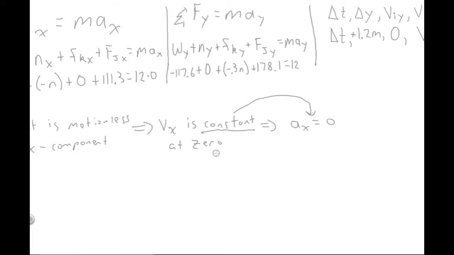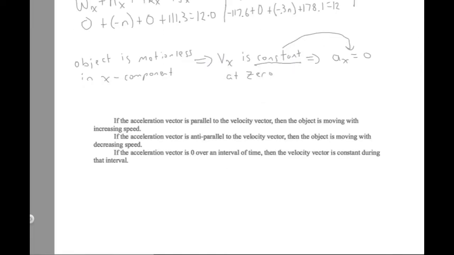If vx is 0, ax does not have to be 0. Just because velocity is 0 doesn't mean acceleration has to be 0. But the acceleration is about the change in the velocity. So when the velocity is not changing, the acceleration is 0. Here are the rules. If the velocity vector is constant, that's when we know the acceleration vector is 0. That's what we have here. Vx is constant, and therefore ax is 0.